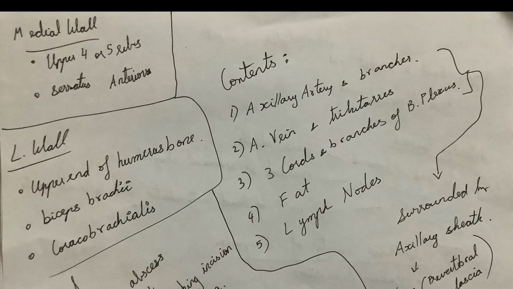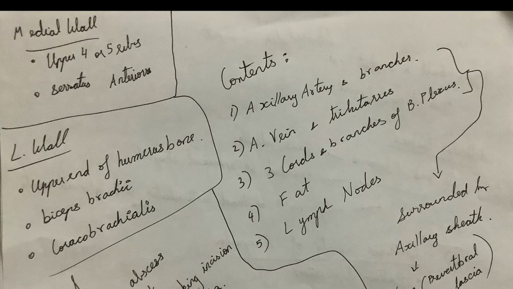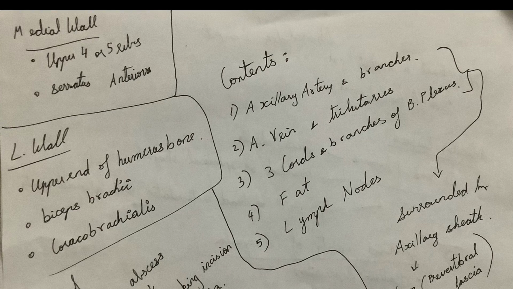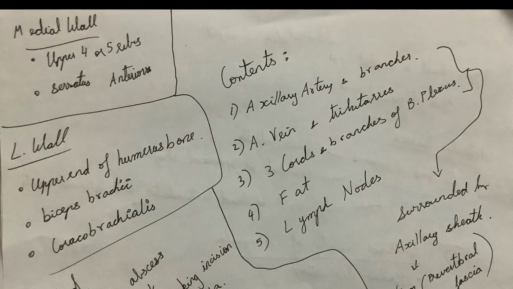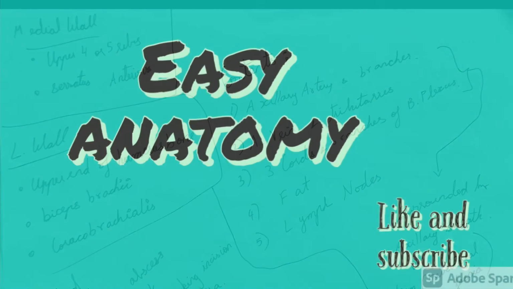Then we move on to the applied anatomy. That is the axillary abscess. Whenever there is an abscess, we should also learn how to drain the abscess, which will also be the applied anatomy. In this part, it is making an incision in the base of the axilla, which will drain the abscess. That's easy anatomy for you.